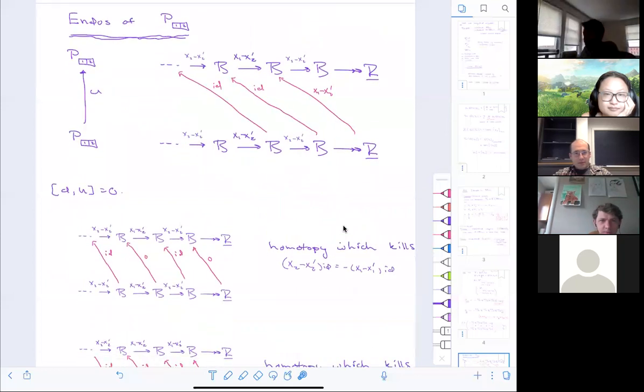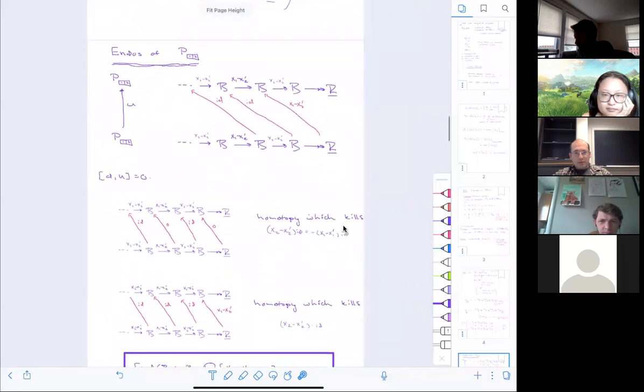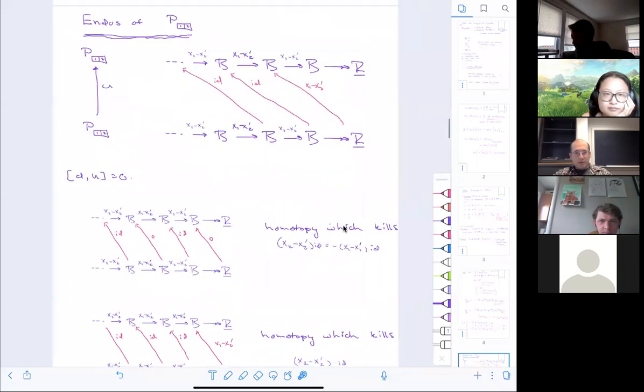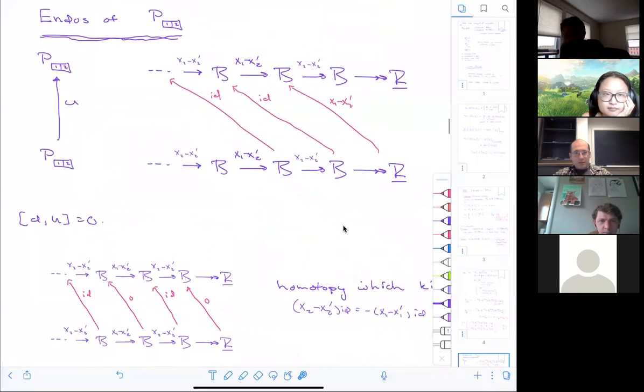Okay, so let me, what do I want to do? How do I want to zoom? Okay, let me try not to overwhelm you with what's on this page. But here's an idea of how to see the endomorphism ring of this projector. So what I'll do is I will just construct.